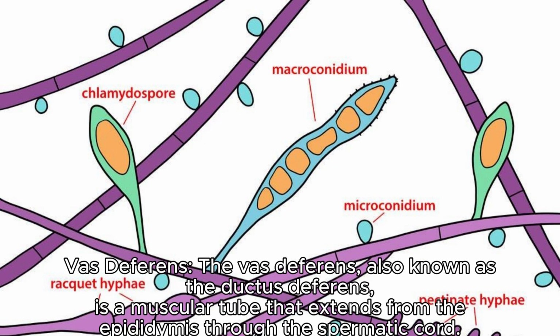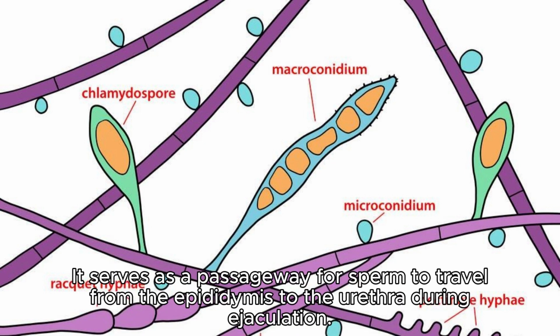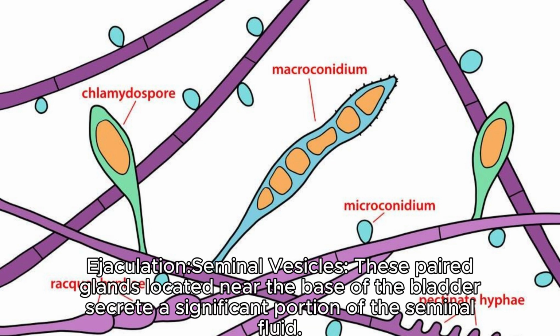Vas deferens. The vas deferens, also known as the ductus deferens, is a muscular tube that extends from the epididymis through the spermatic cord. It serves as a passageway for sperm to travel from the epididymis to the urethra during ejaculation. Ejaculation. Seminal vesicles. These paired glands located near the base of the bladder secrete a significant portion of the seminal fluid.